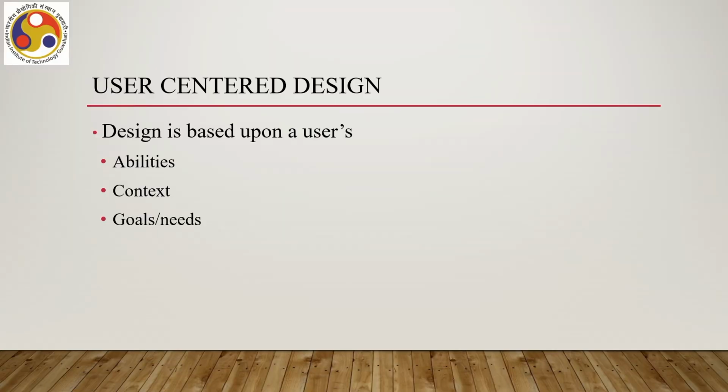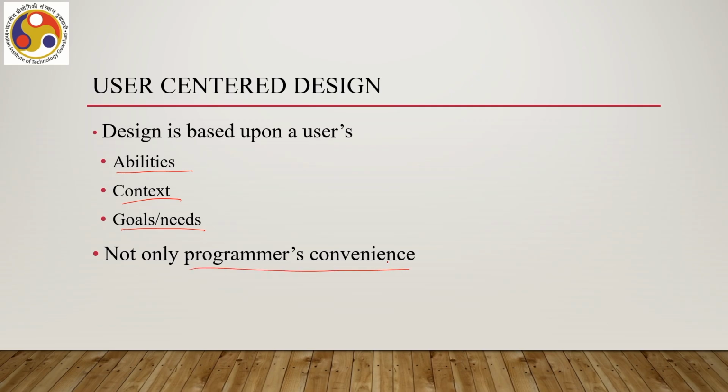On the other hand, we are concerned here about user centered design. In such a case, the design is based on a user's abilities, context, goals, needs, expectations and such things. The concern here is not the programmer's convenience, it is about the user's abilities, user's goals, user's needs. So, the viewpoint changes. In system centered design, the entire thing is driven by the developer's point of view, whereas in user centered design, ideally everything should be driven by the users, from the user's point of view.